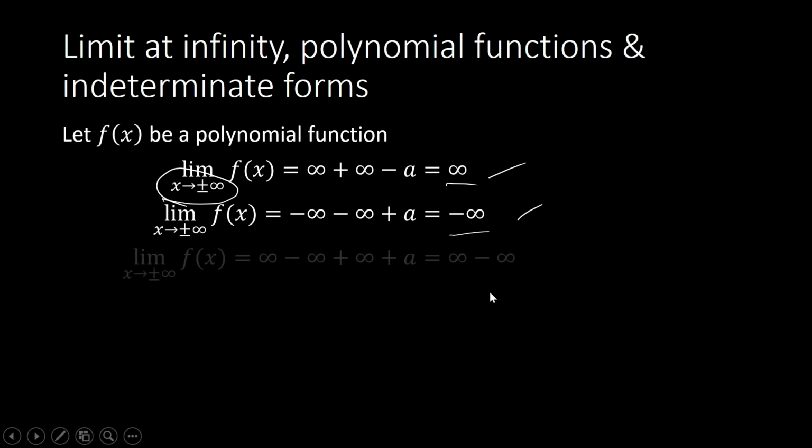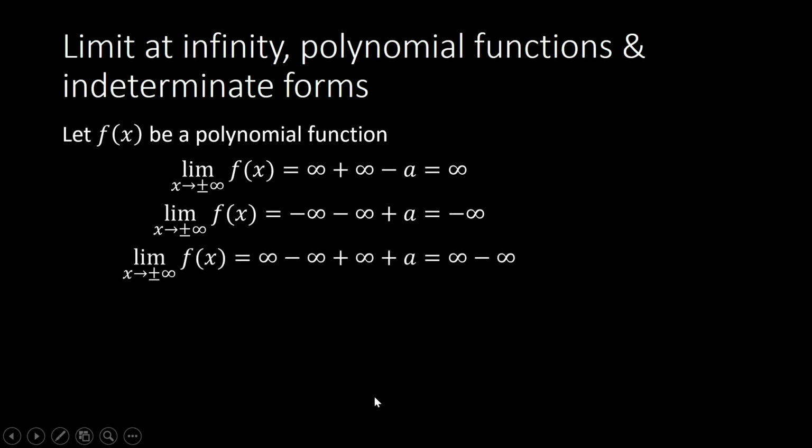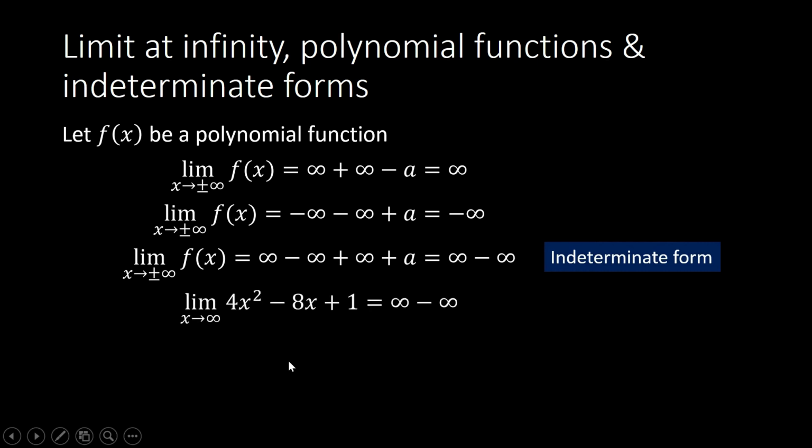However, when you see something like this, the limit of your polynomial function as x approaches infinity or negative infinity is equal to infinity minus infinity, this is an indeterminate form. That is not equal to 0 because these are not real numbers. So what do you do? For example, we have this. The limit of this as x approaches infinity is infinity minus infinity. That is an indeterminate form.